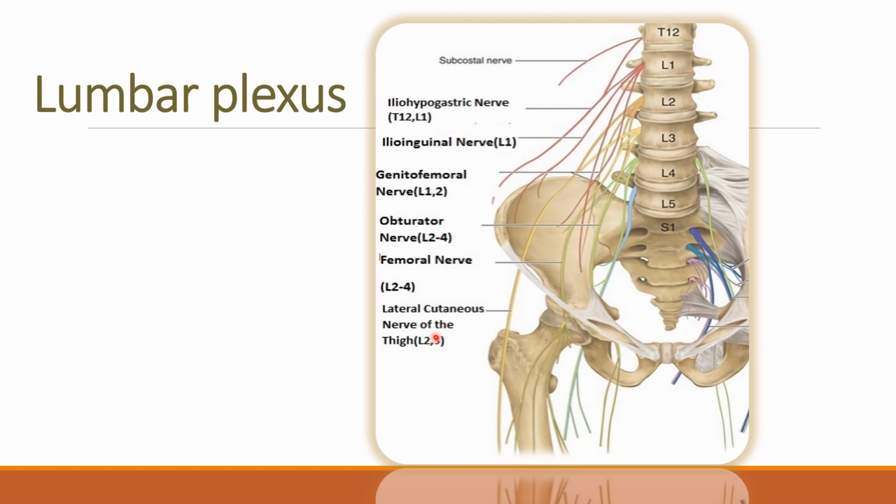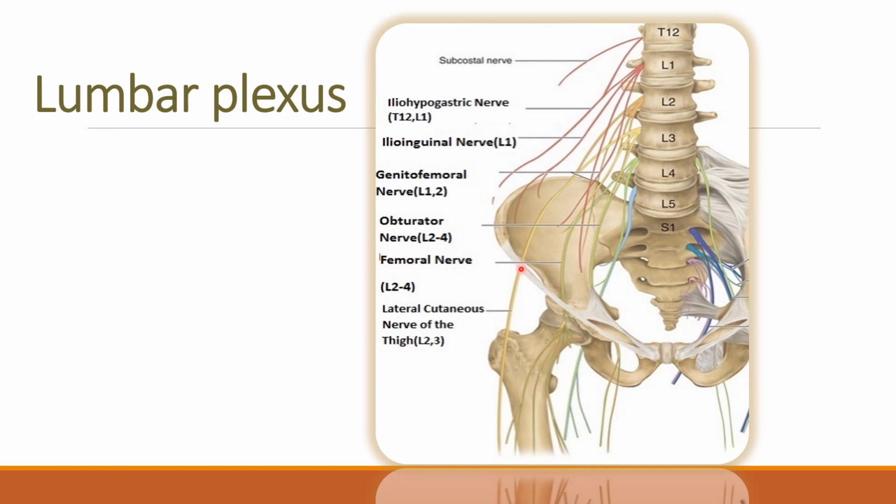Now, the lateral cutaneous nerve of the thigh. It is formed by the union of the dorsal divisions of L2 and L3. This nerve comes out along the lateral border of the psoas major muscle and lies over the iliac fossa, in front of the iliacus muscle. It then enters the lateral aspect of the thigh behind the inguinal ligament, along the lateral end of the inguinal ligament.